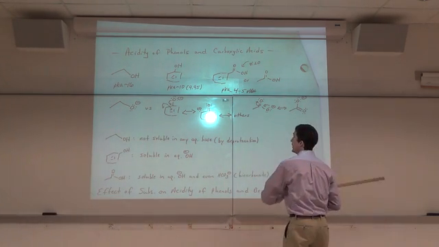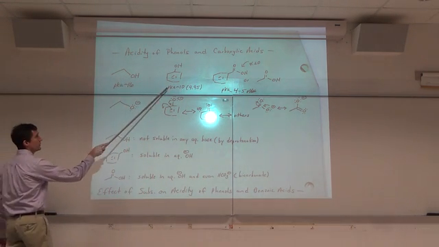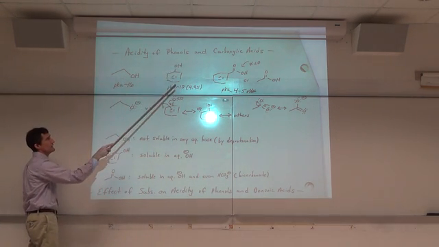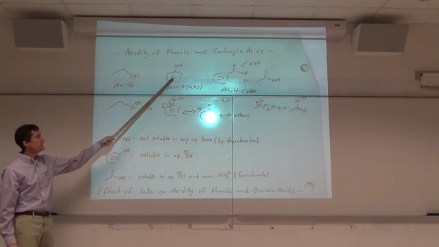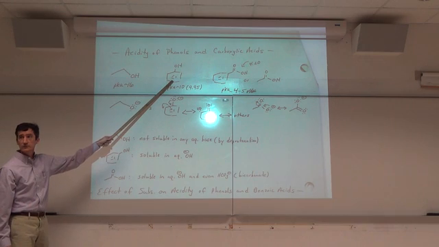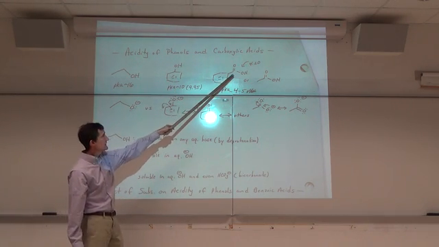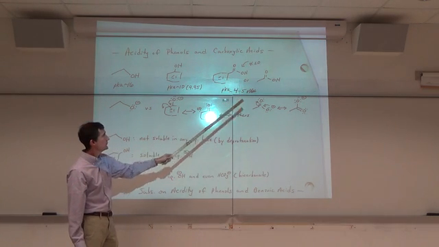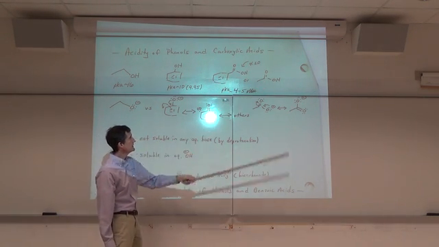pKAs of some OH compounds: alcohol, about 16, like water. Phenols, we know are more acidic, about 10. This can vary depending on substituents on the ring. We'll talk about that. And then carboxylic acids, even more acidic, about 4 to 5. Benzoic acid, acetic acid.